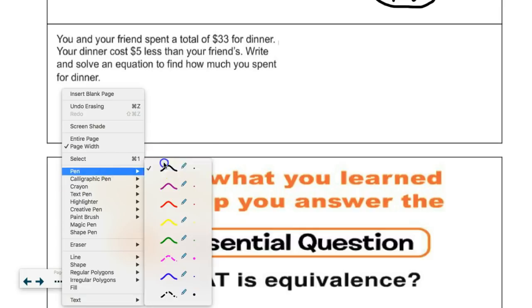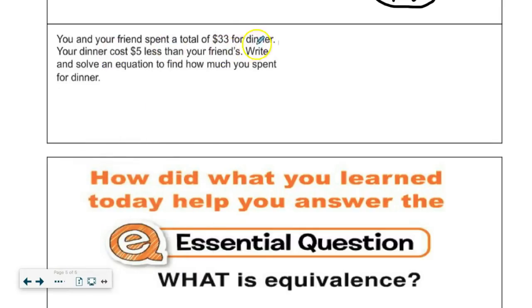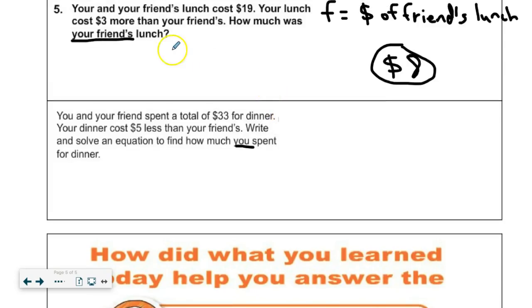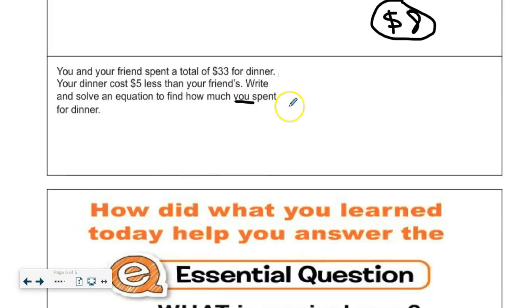Anyhow, you and your friend spent a total of $33 for dinner. Okay, great. Your dinner cost $5 less than your friend's. Write and solve an equation to find how much you spent for dinner. So last time it was your friend, this time it's you. So pick a letter, doesn't matter. D for dinner, great. D is going to be your dinner, my dinner. It's the cost.